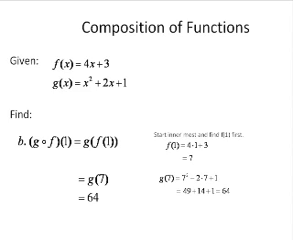This time we're looking for g of f of 1. We start innermost and find f of 1. Since f of 1 is 7, 7 is substituted into the outside function for a final result of 64.